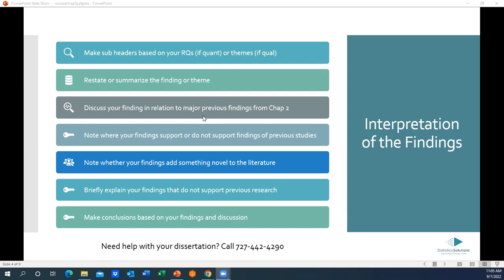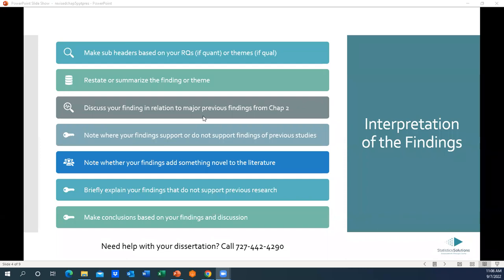And everything that you're going to talk about later, like your recommendations for practice and your recommendations for further research, kind of stem from your interpretation of the findings. So it's good to have sections or subsections in this section, because you want to keep your reader in mind. You want to keep them focused on specifically what you're talking about, what hypothesis or what research question or what theme, if it's qualitative, because you have findings for different research questions or different themes that emerged.